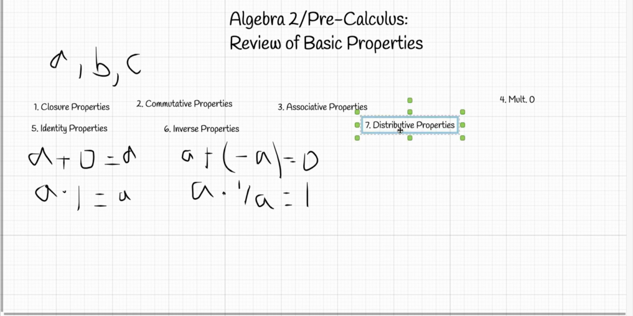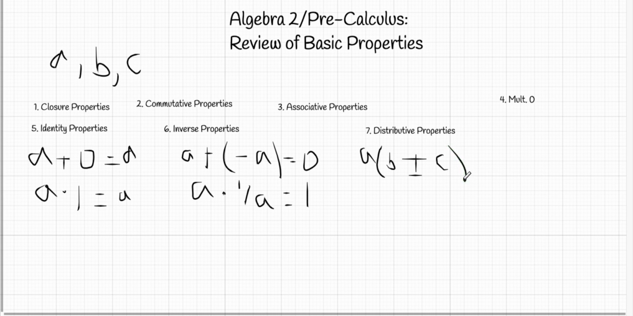Our last properties are the distributive properties. These ones are probably the most complex ones of the properties we're going to look at today, but that isn't saying much since most of these are relatively simple. The distributive properties state that for A times B plus or minus C, I'm using the plus or minus here because it works for plus or minus the number, is equal to AB plus or minus AC. So this symbol plus or minus basically indicates that it can be plus or it can be minus. So it works for both addition and subtraction.